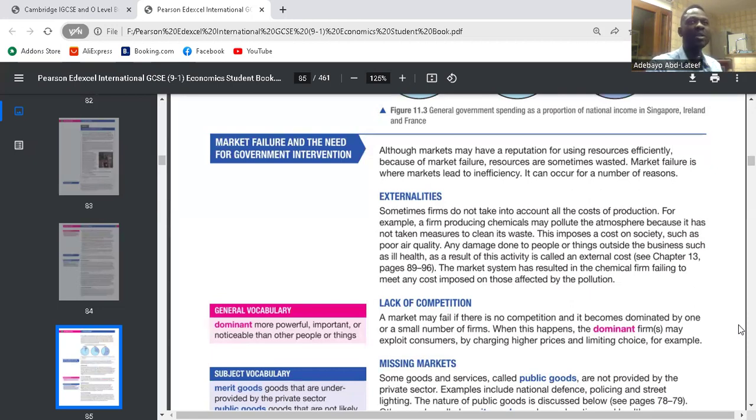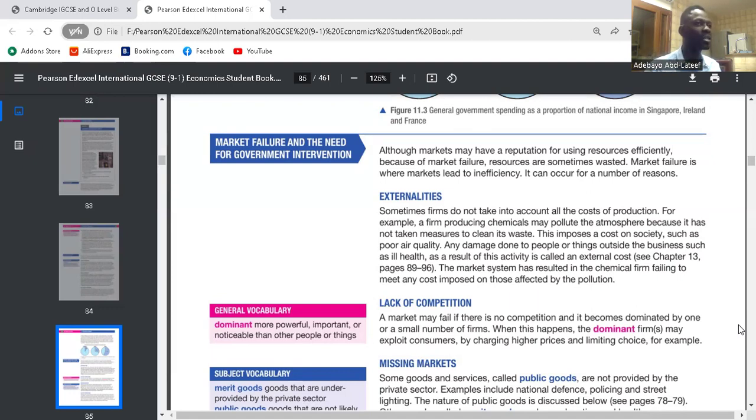Also, market failure could be when social cost exceeds social benefits. The cost to the society is more than the benefit to the society, based on the action or inaction of firms, of people, or of government. Clear? So we go to externalities. That's the first one. When we talk about externalities, we're talking about external cost. These are examples of market failure.